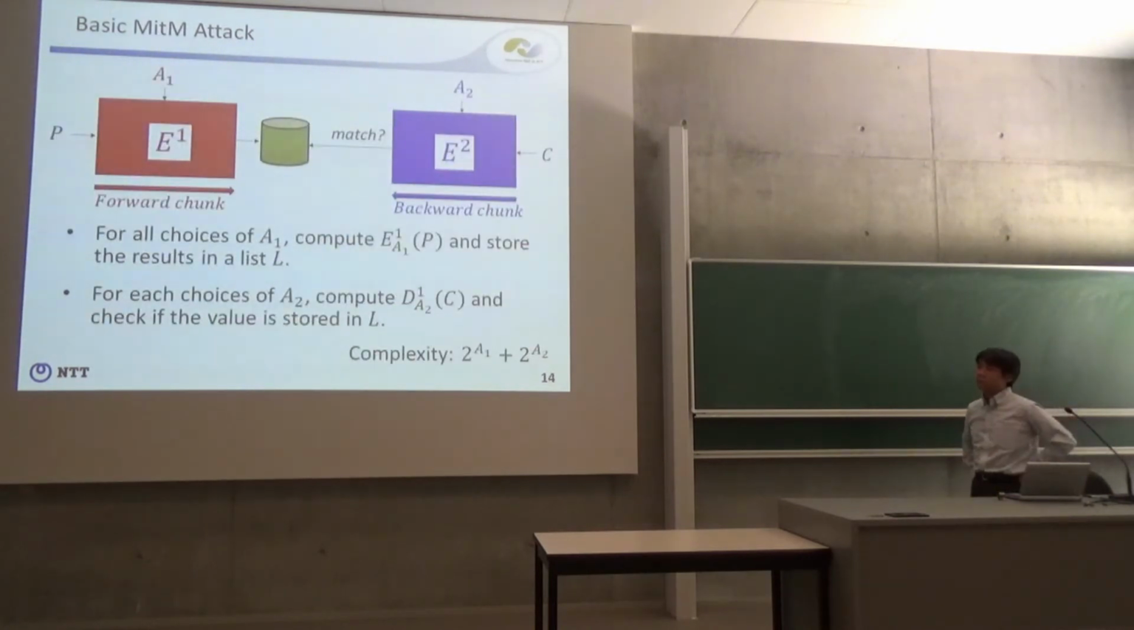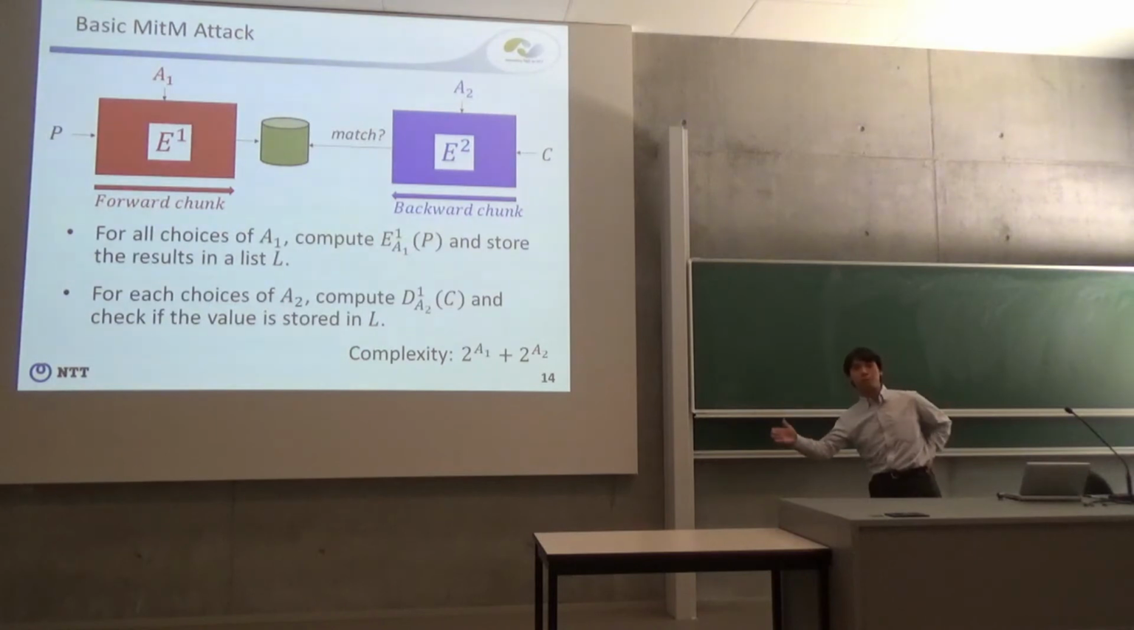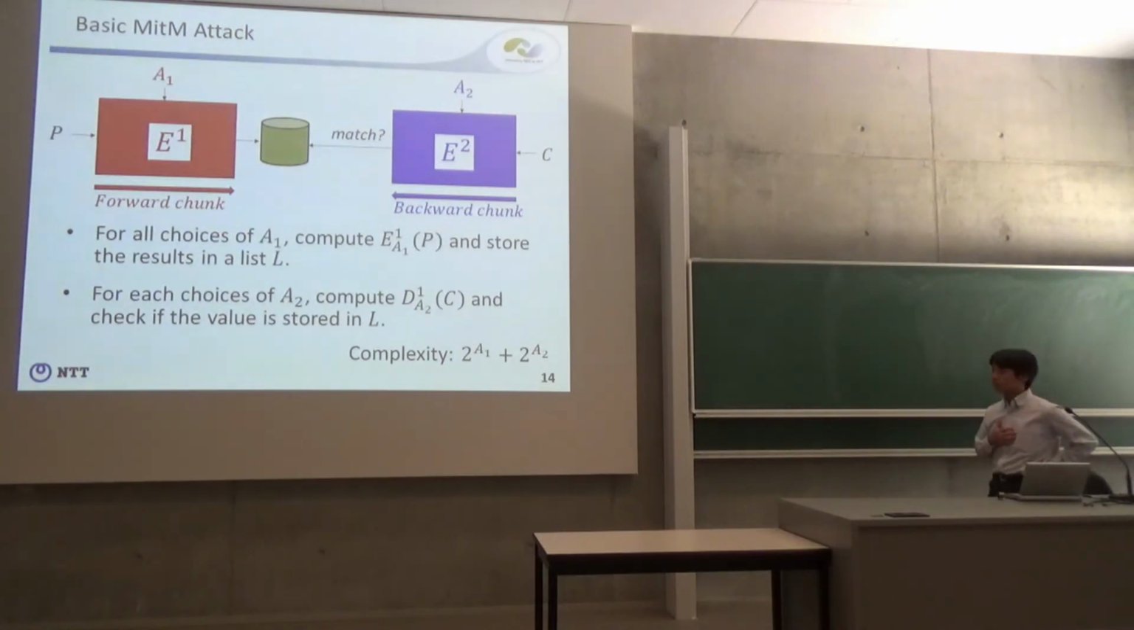Why? So this is the basic meet-in-the-middle attack procedure. This is really basic, but for all choices of A1, I mean the key for the first part, the attacker computes the first half of the encryption algorithm, and the results are stored in the list L. This part requires complexity of 2 to the A1. Then for each choice of A2, the attacker computes the decryption of the latter half, and then checks if the value is stored in L. If the guess is correct, then the middle value will always match, so you can get the knowledge of the correct key. And the complexity is the sum of 2 to the A1 and 2 to the A2. So this is the basic meet-in-the-middle attack.